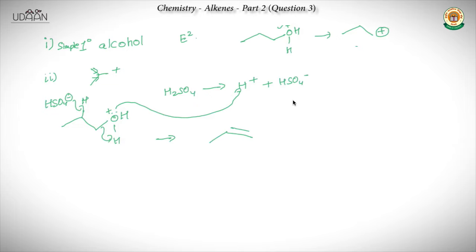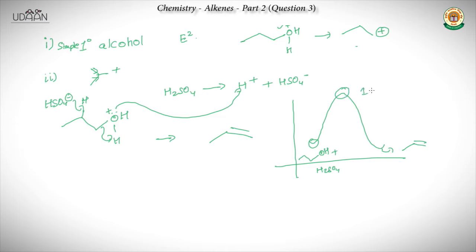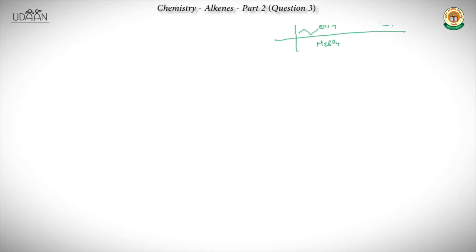Now if you draw the energy profile diagram of it, E2 is a concerted step, which means that it proceeds in one step. Now here you have propanol and H2SO4, and here you have alkene. There is only one transition state. But what's the case for the next one?